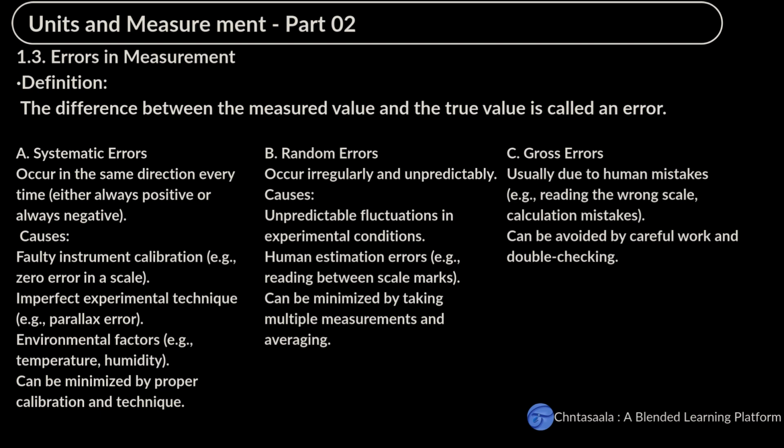B. Random errors. Occur irregularly and unpredictably. Causes: unpredictable fluctuations in experimental conditions. Human estimation errors, for example, reading between scale marks. Can be minimized by taking multiple measurements and averaging. And C. Gross errors. Usually due to human mistakes, for example, reading the wrong scale, calculation mistakes. Can be avoided by careful work and double checking.